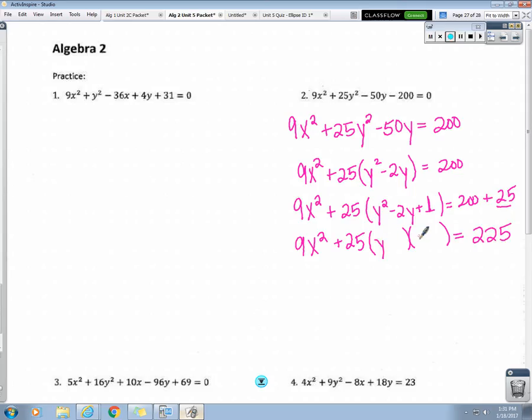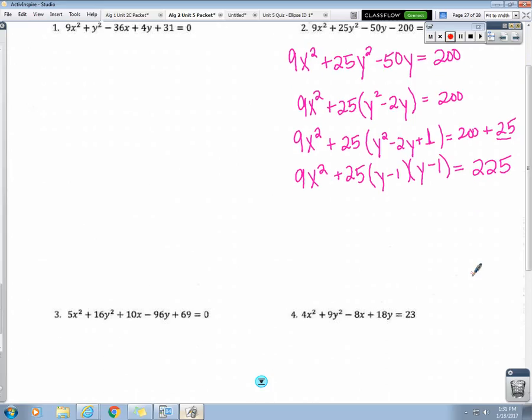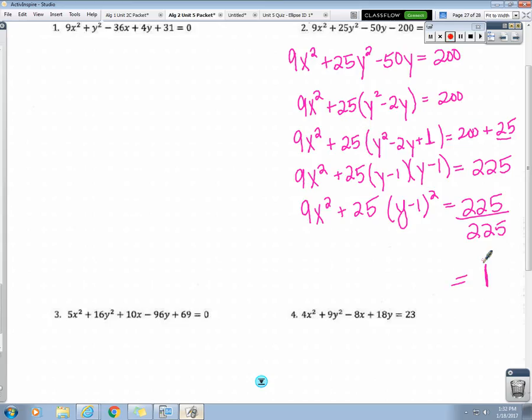So I need y times y. And what numbers multiply to 1 and add to negative 2? Negative 1 and negative 1. Okay, and then what am I going to do? Well, before I do that, don't I need to write it as a binomial squared? Write that y minus 1 one time and square it. And now we're ready to set the equation equal to 1, so we divide everything by 225 so that it will equal 1 at the end.